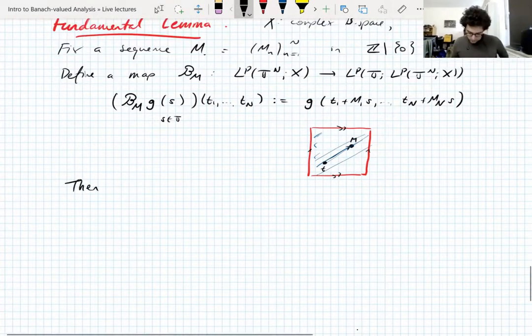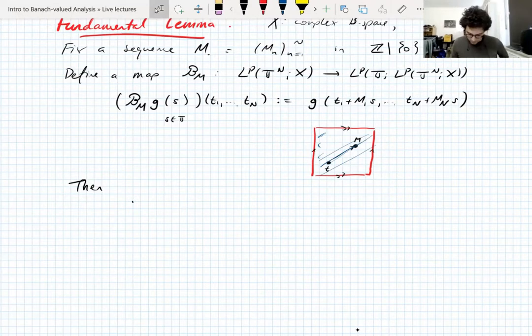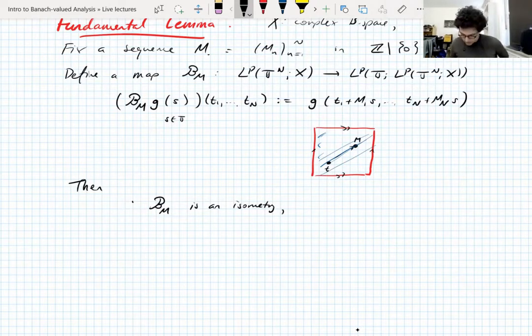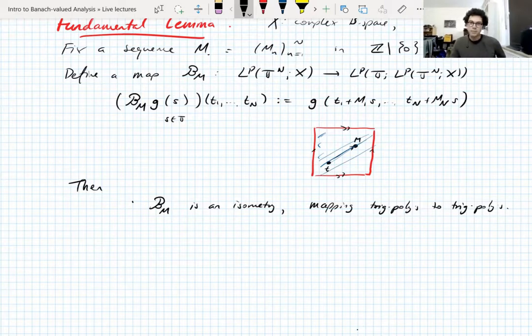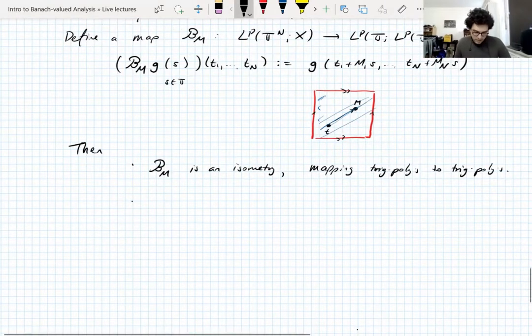This map has the following properties. The first one is not very miraculous, but it's useful. The Bourgain map is an isometry. Not an isometric isomorphism, just an isometry, preserves the norms, and it maps trigonometric polynomials to trigonometric polynomials. Not the same one, but it maps trigonometric polynomials to other trigonometric polynomials. That's no real miracle. The miraculous property is this one.